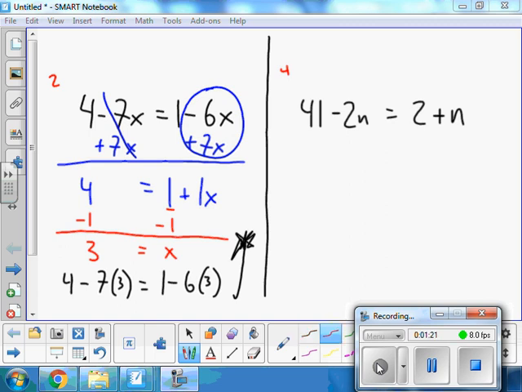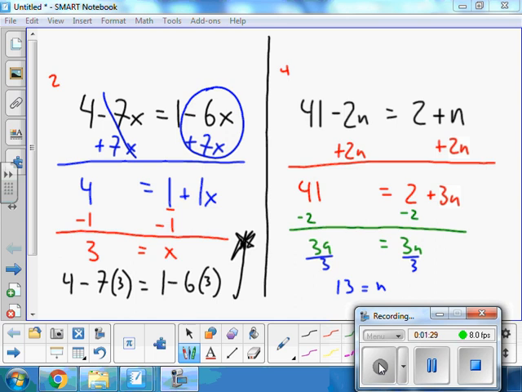I'm going to do number 4. Actually, I'm going to pause number 4. Why don't you work it through and then press play and check your answer with mine. All right, I got that one to equal n equals 13. And you might have done something different too. You might have subtracted n from both sides to get started. You sure can do that. But that is n equals 13.